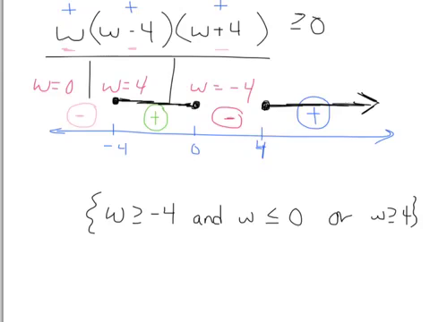0 is greater than or equal to w, which is greater than or equal to negative 4. Less than or equal to. Oh, that's nice. That's opposite. It's opposite. Oh, you're writing it that way.